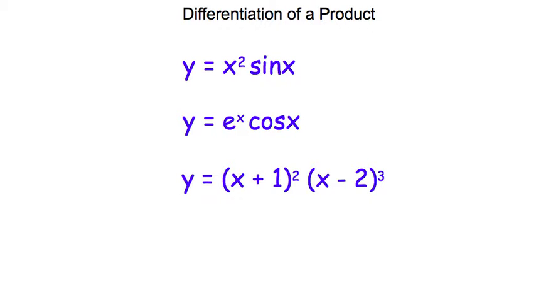y equals x squared multiplied by sine x, y equals e to the x multiplied by cos x, y equals (x plus 1) squared multiplied by (x minus 2) cubed.